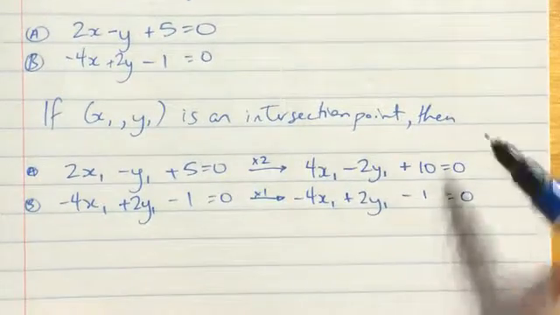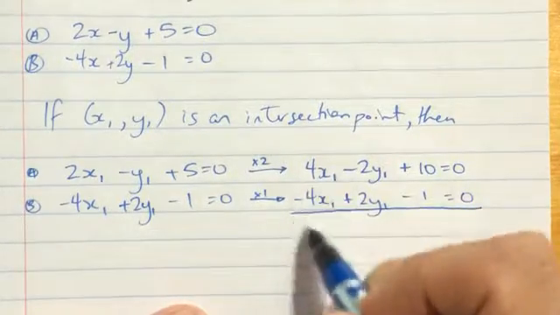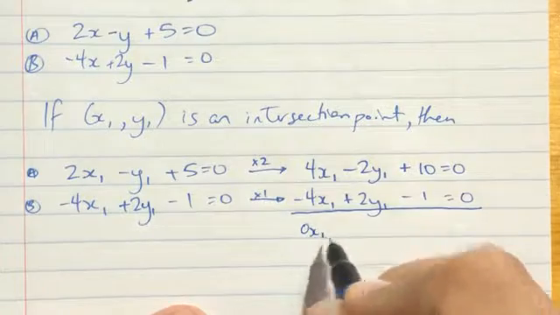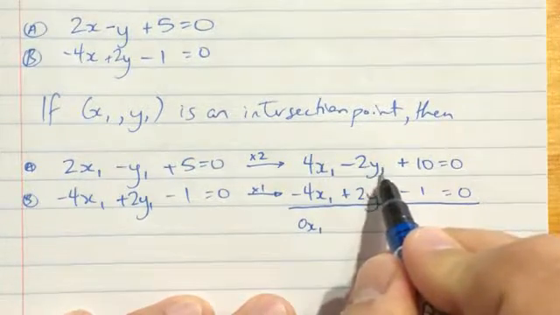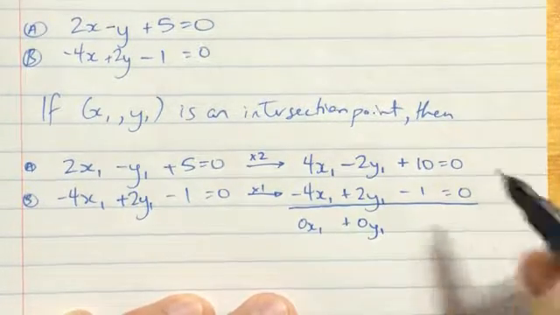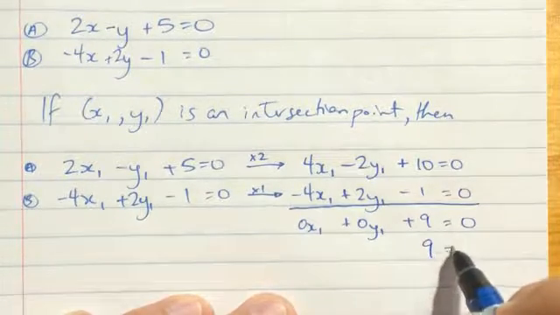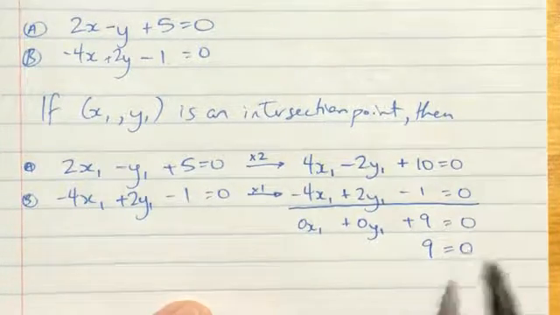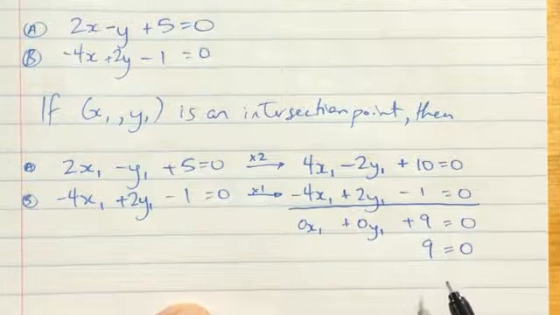Okay, so now I have two equations. If I add them together, it will eliminate this variable here. I'll end up with 0x1. There's the elimination step. And now I've got negative 2y1 plus 2y1, that's 0y1. And then over here I have plus 9 equals 0. Or let me just rewrite that: 9 equals 0. That is not a true statement. This is false for all values of x1 and y1.